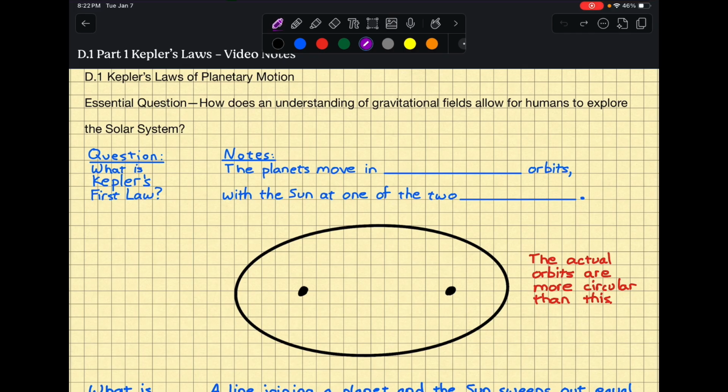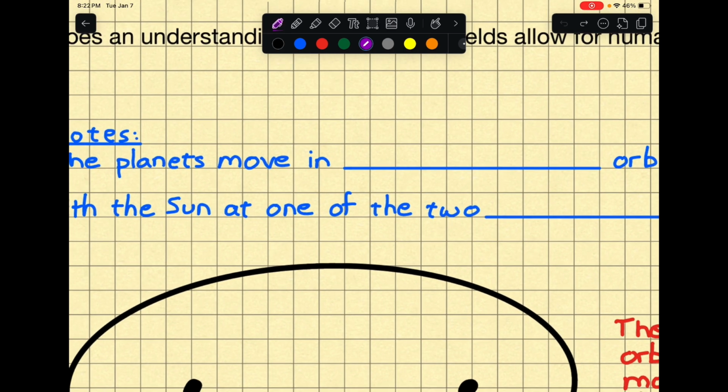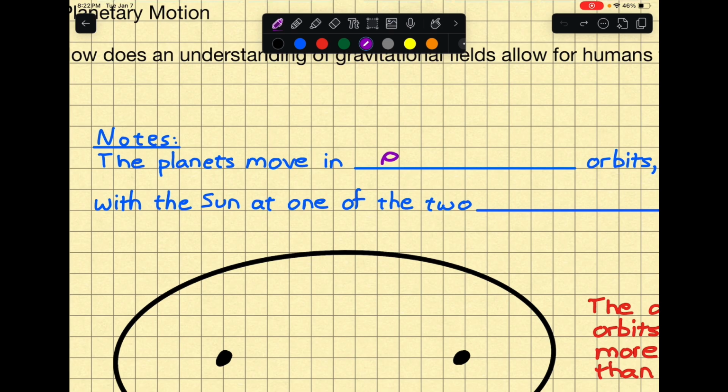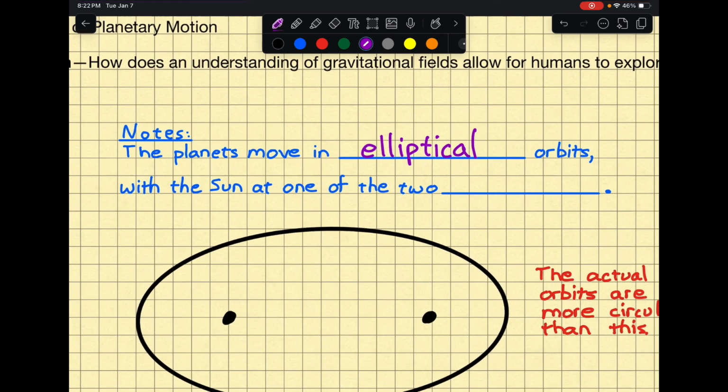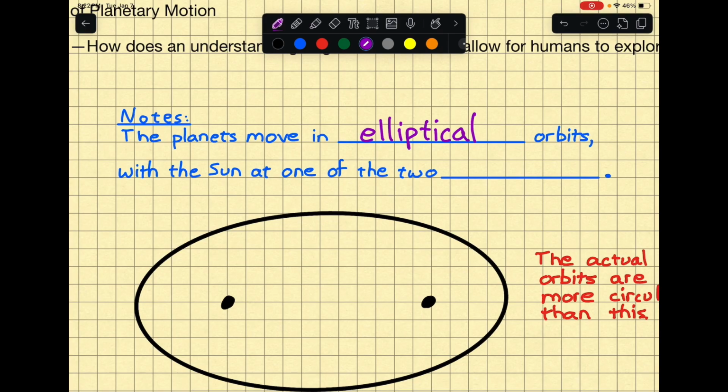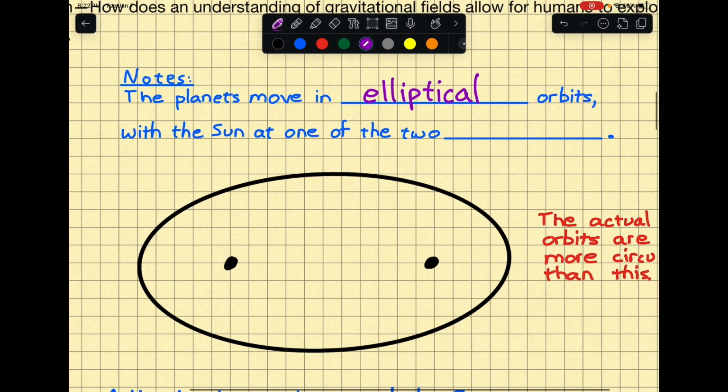His first law is that planets move in elliptical orbits. Prior to this, everyone, including Galileo, insisted that planets must be moving in perfectly circular orbits. And he found the data showed that no, they actually move in elliptical orbits. And an ellipse is a figure like this one.